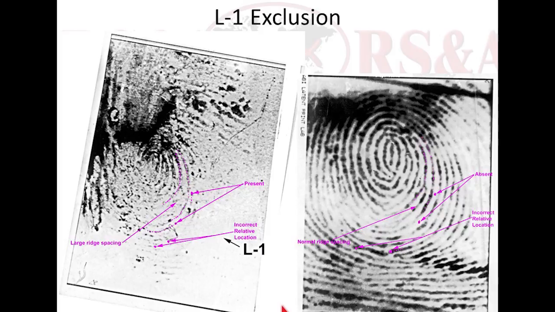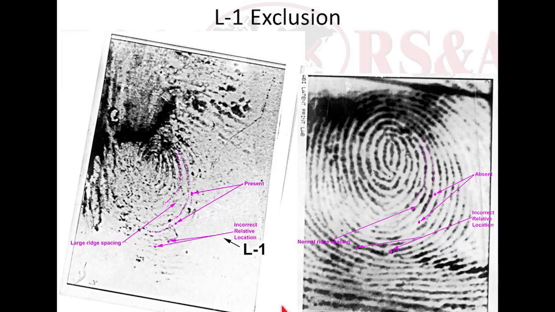Now, you're going to see on this slide other features that do not correspond other than the ones that I've marked up. There's other things here that are not in agreement. These are just the ones that are most obvious to me. And the way to read this is if you look at the left-hand image, where it says there's a large ridge spacing, then over on the right-hand side you'll see a normal ridge spacing. If on the left-hand side it says present, that's because there's ridge features where those arrows are indicating that are present, and on the right-hand side those same features are absent.